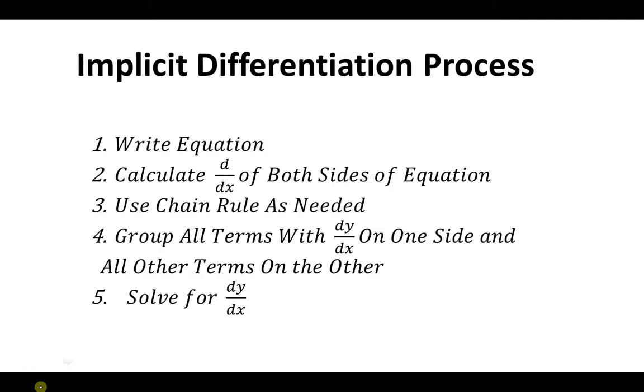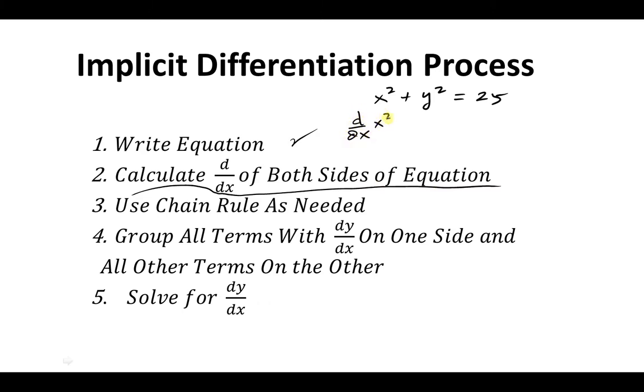So let's look at what the process will be in doing implicit differentiation. The first thing you want to do is write the equation. In fact, it could be x squared plus y squared equal 25. Then we want to calculate d dx of both sides of the equation. So we want to do d dx of x squared plus d dx of y squared equal d dx of 25. Now, d dx of x squared is 2x. d dx of y squared is 2y dy dx. And d dx of 25 is 0.